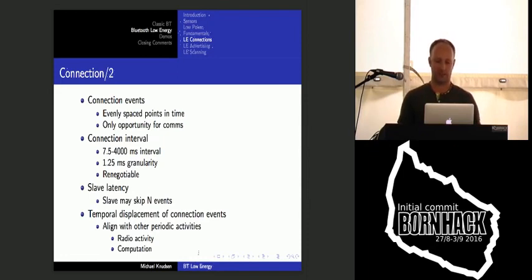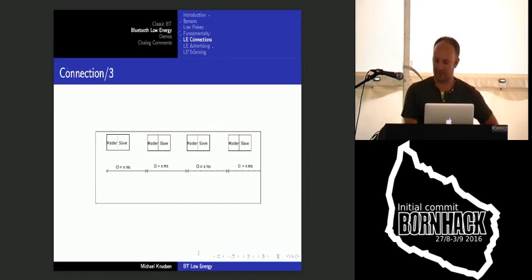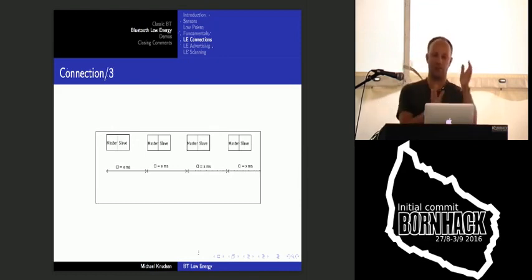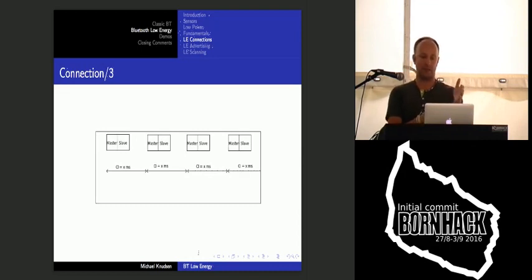So this basically allows you to make the connection happen at the point in time which is suitable to you. This shows the connection. We have a bunch of master-slave slots. First, the master transmits, and during this point in time the slave has its receiver turned on. Then there's a 150 microsecond gap, and then the master is listening and the slave is transmitting.